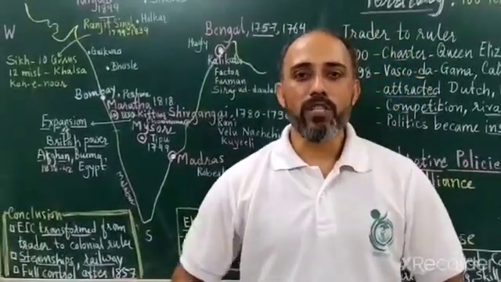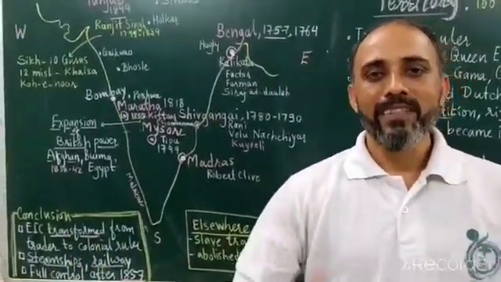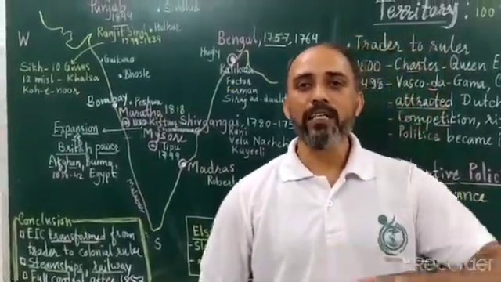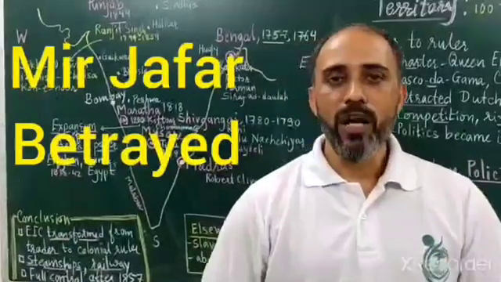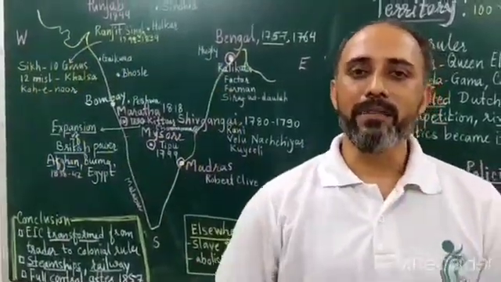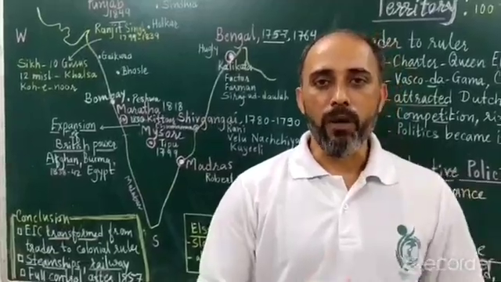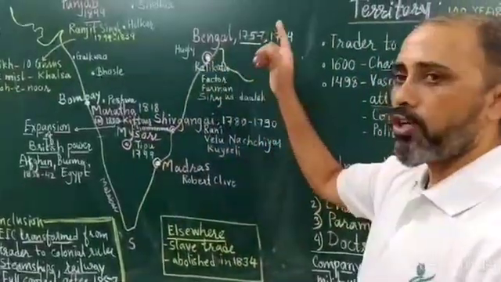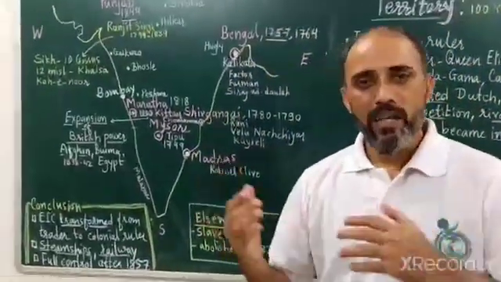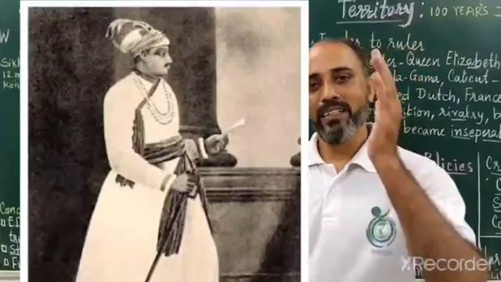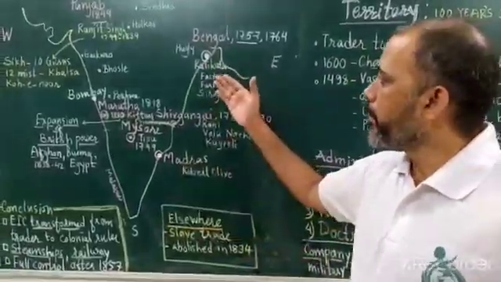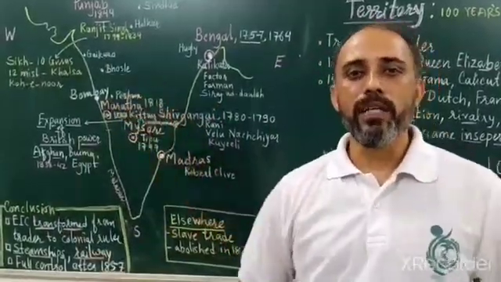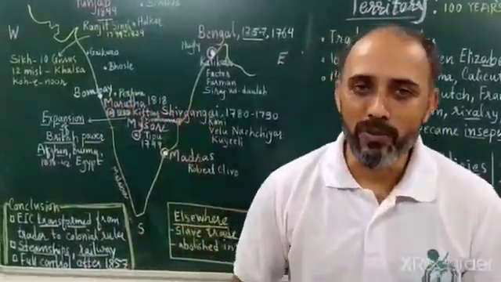So when the war broke out, the Nawab fought very courageously, but Mir Zafar remained silent and passive and did not participate in the battle. So this helped Robert Clive to gain victory in the Battle of Plassey. Siraj-ud-Daulah was later assassinated by the British, and Mir Zafar was made the new Nawab of Bengal.